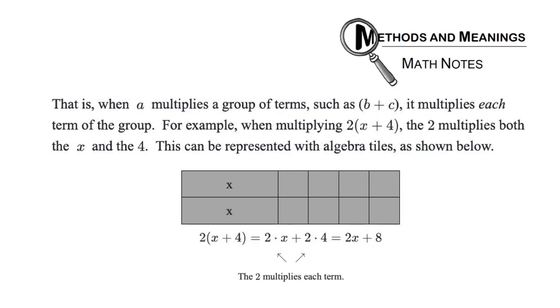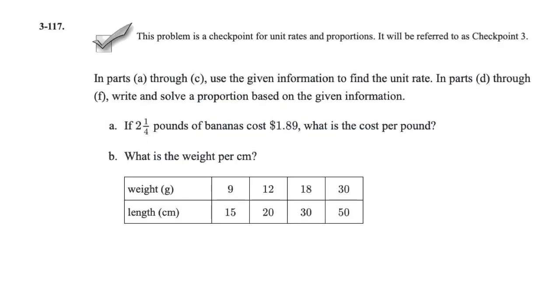This can be shown with the algebra tiles. We've got 2 piles of x plus 4. 2 times x, 2 times 4 equals 2x plus 8. Your assignment today, part of it is 3-117. It does have a checkpoint problem on there.